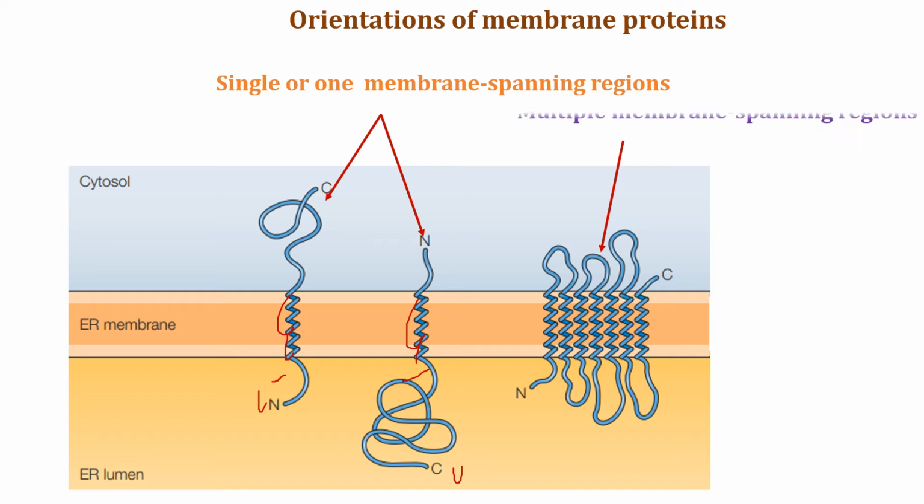In addition, some proteins are oriented in the membrane with their carboxy terminus on the cytosolic side. Others have their amino terminus exposed to the cytosol. This orientation of membrane proteins is established as the growing polypeptide chain is translocated into the ER. On the right side is an example of a protein that has multiple membrane spanning regions.